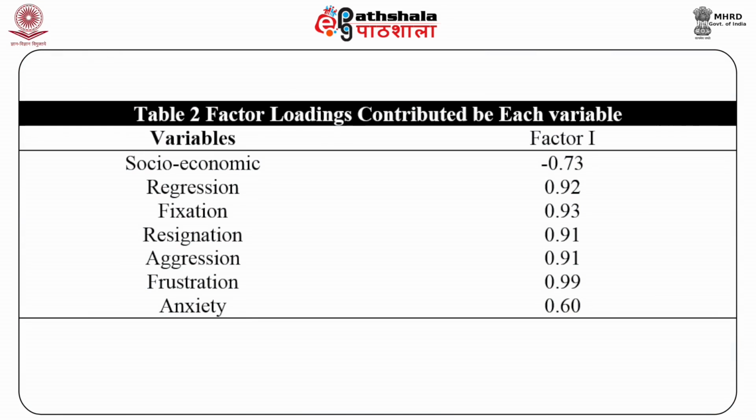The factor loadings for the unrotated factor matrix were given as minus 0.73 for the socioeconomic variable, 0.92 for regression, 0.93 for fixation, 0.91 for resignation, 0.91 for aggression, 0.99 for frustration and 0.60 for anxiety. While interpreting and naming the factors, greater weightage was given to high loading variables.